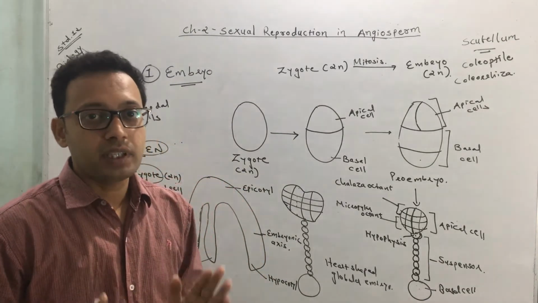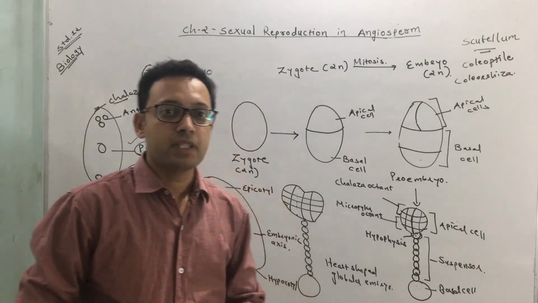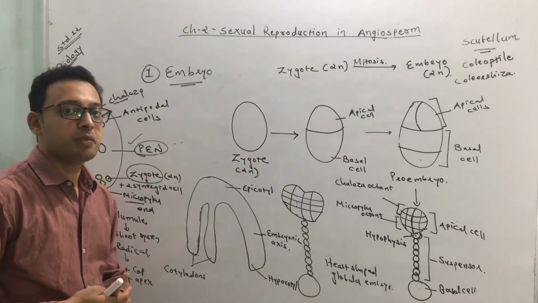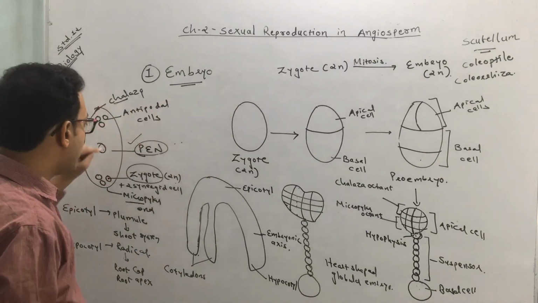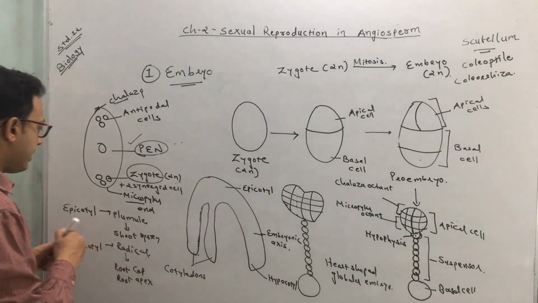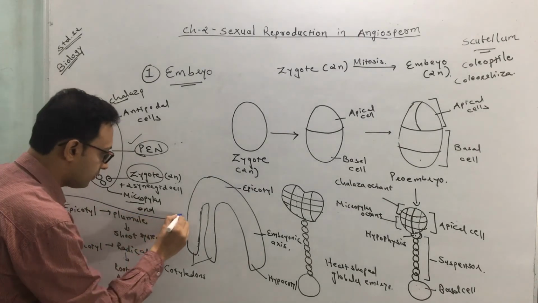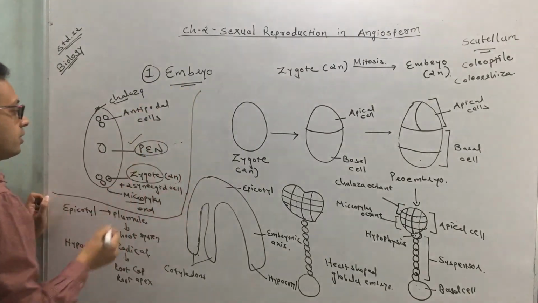I again repeat, it is a very important process, can be asked in 4 marks, 5 marks. Okay, usually it's going to be asked. So how is the process going to happen? Where is the zygote formed? The zygote is formed towards the micropylar end.